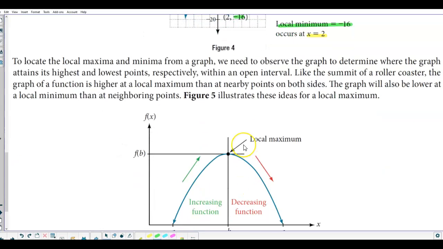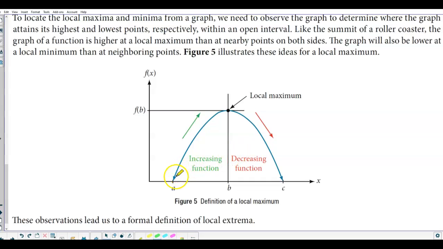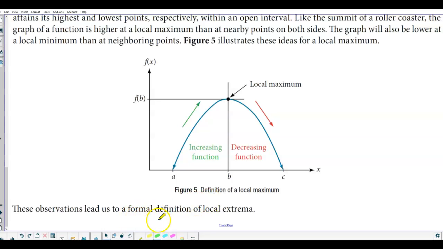Figure 5 illustrates these ideas for a local maximum. So here we have an increasing function. As it increases, it stops here, which then becomes a local maximum, and then it decreases back. Now these observations lead us to a formal definition of local extrema.